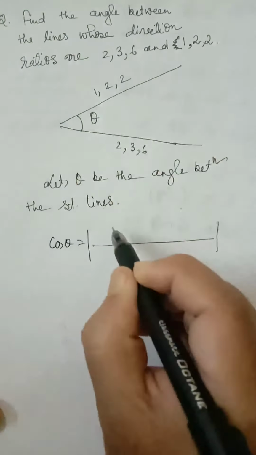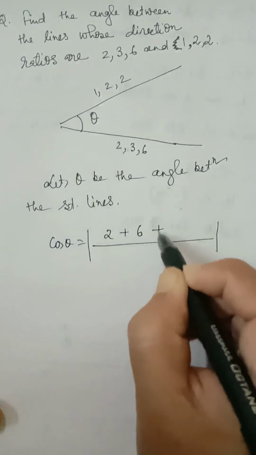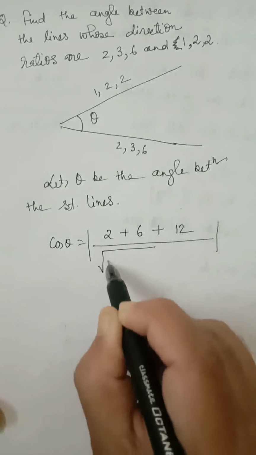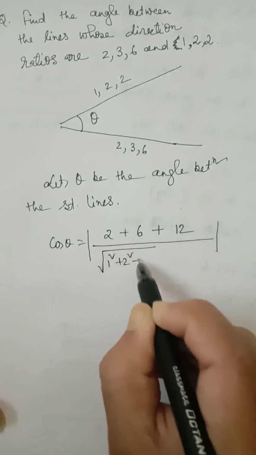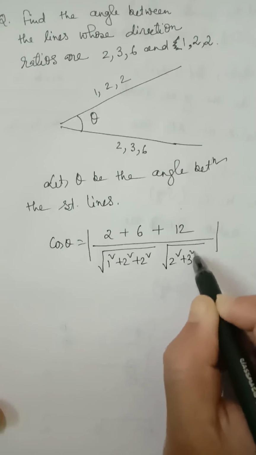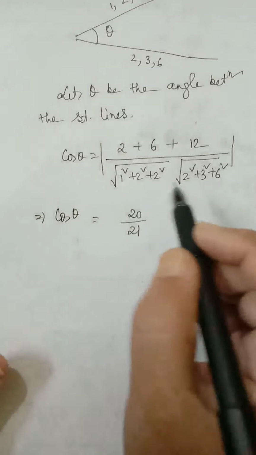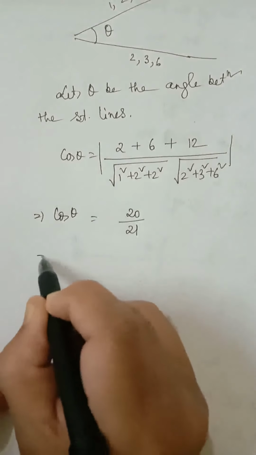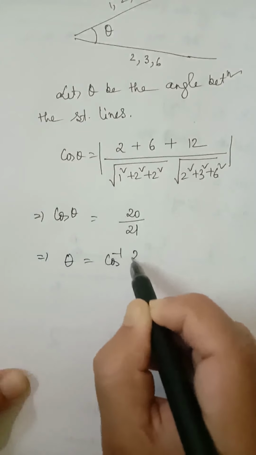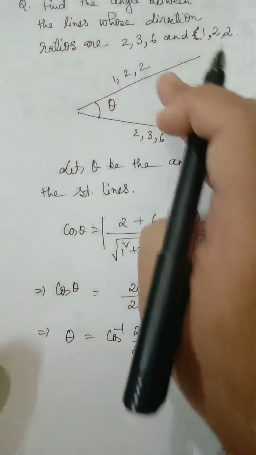Then cos theta is equal to A1 A2, it will be 2, plus B1 B2, 6, plus C1 C2, 12, by root over A1 square plus B1 square plus C1 square into root over 2 square plus 3 square plus 6 square. So simplifying, we get cos theta equal to 20 by 21, and so theta equal to cos inverse of 20 by 21, which is the angle between the straight lines.